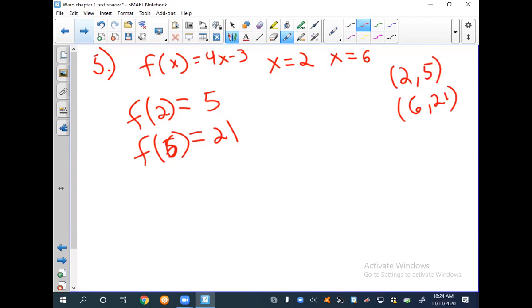Let's go 19. 19 actually might be... yeah, we'll probably do 22. Number 19. Easy peasy, lemon squeezy.